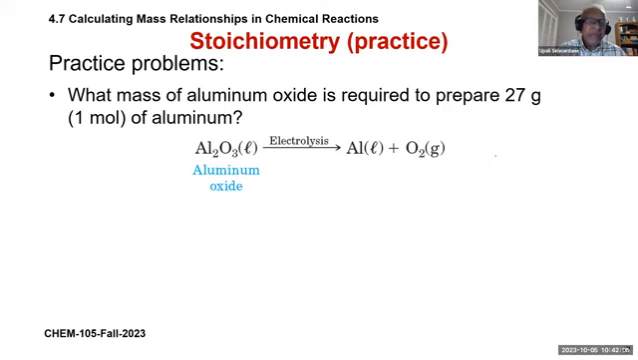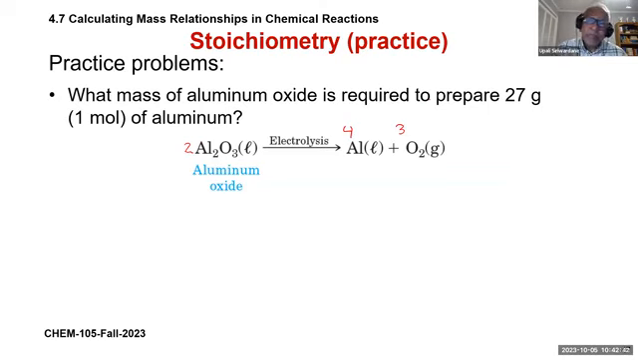There is a decomposition reaction of aluminum oxide. Aluminum is produced from electrolysis of aluminum oxide. Oxygen and aluminum are produced. This reaction is not balanced. Therefore, we need to balance. To balance this equation, you put a 2 in front of here, 4 in front of here, and 3 in front of here. Now the reaction is balanced.